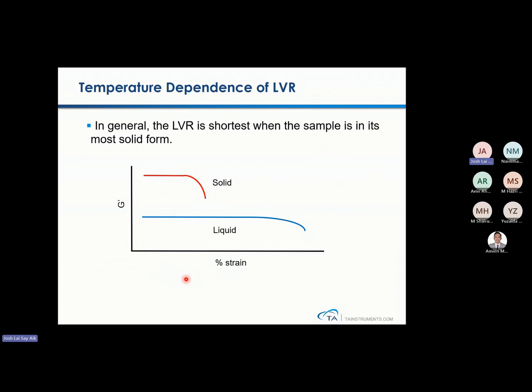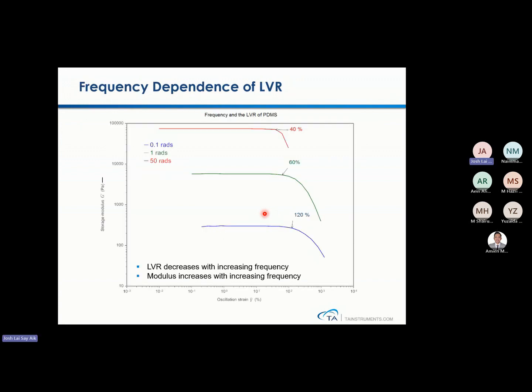The LVR also depends on temperature. If, let's say, you have solid materials, the LVR region is going to be shorter, but for liquid materials, it is going to be longer. And it also depends on the frequency. The LVR will decrease with increasing frequency. So when the frequency increases, you can see it starts to drop at lower strain, as compared to lower frequency, which starts to drop at only 120%. So there's no point in going for high frequencies when you're doing a temperature ramp or temperature sweep.